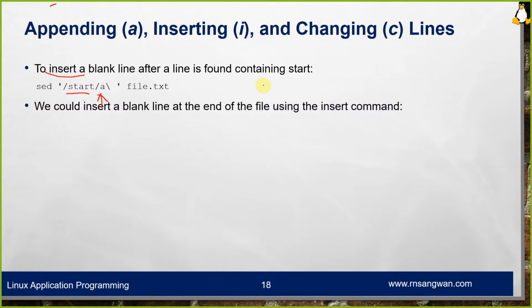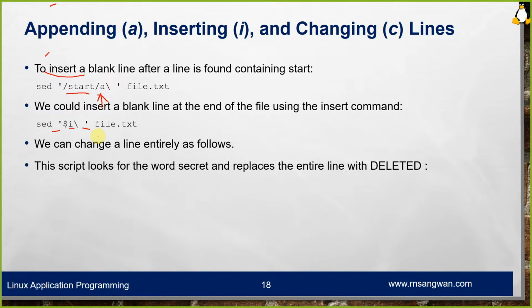We could insert a blank line at the end of the file using the insert command. So dollar means at the end of the file, you know that, the end marker, I for insert, and then blank, on file.txt. We can change a line entirely by using C. The script looks for the word secret and replaces the entire line with deleted. I verified this script, and file 4 is there in your directory, and you can try this command: /secret/c deleted. Wherever the word secret is coming, change that line to deleted in the file. So try this on file 4, the file is given to you.